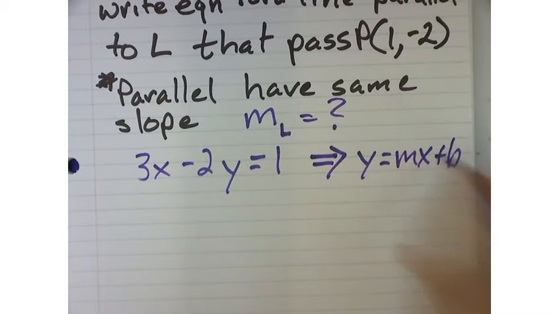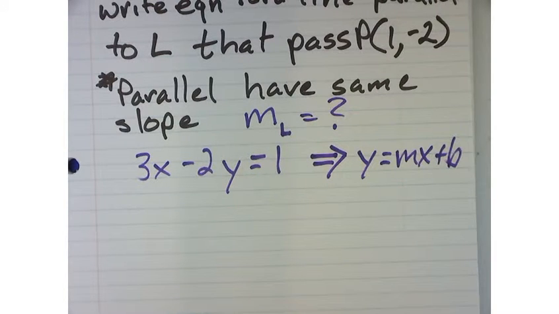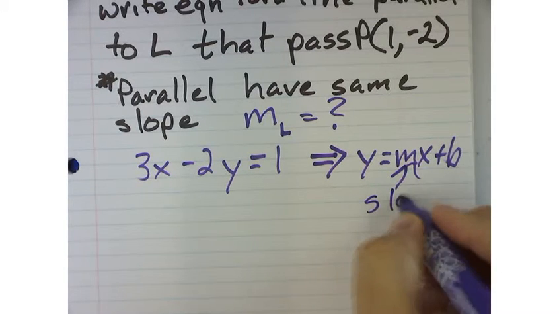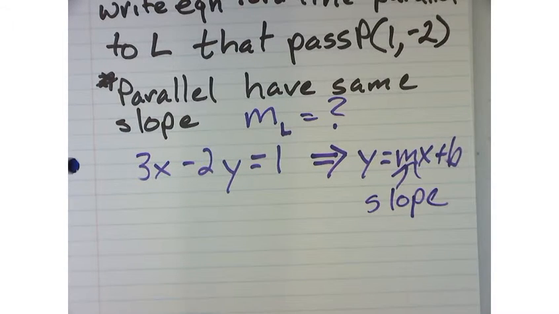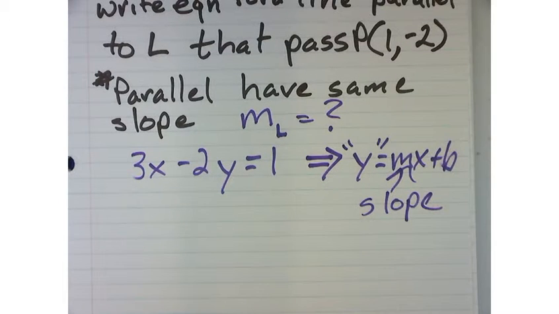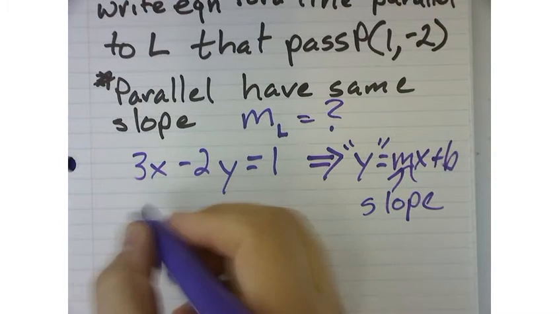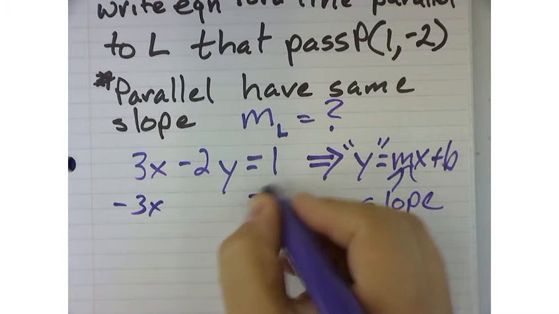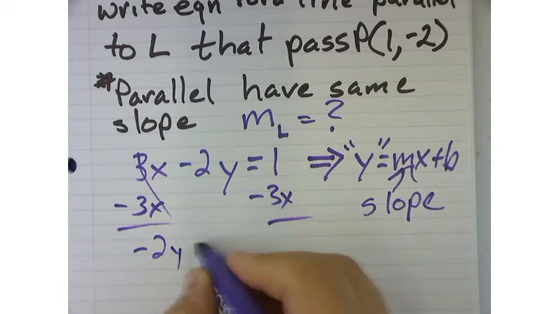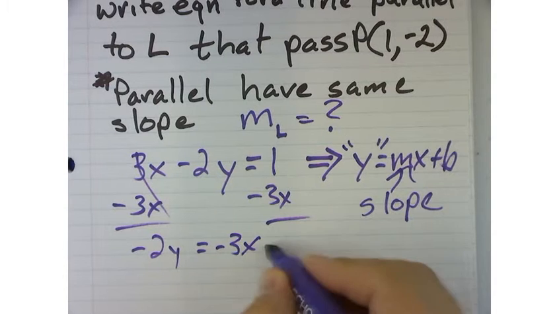Now why would I want to do a silly thing like that? Because if I do, m is the slope. Okay? So this has y by itself. What do you think I need to do here? Get y by itself. So what I'm going to do is I'm going to subtract 3x from both sides, and I get -2y is equal to -3x plus 1.